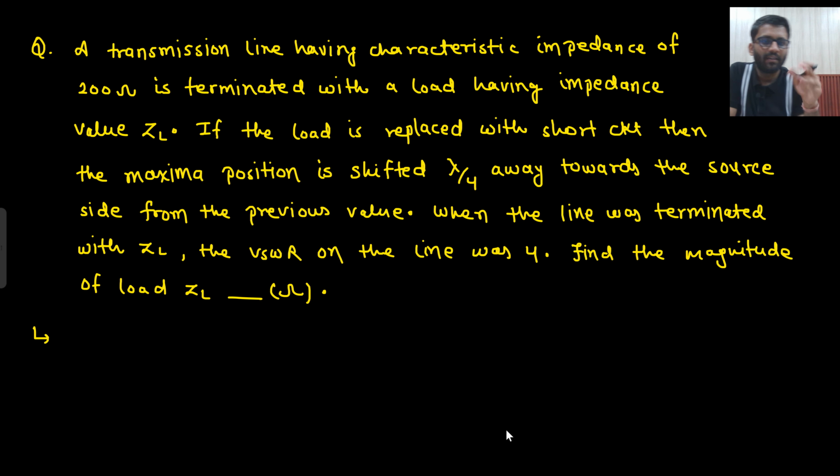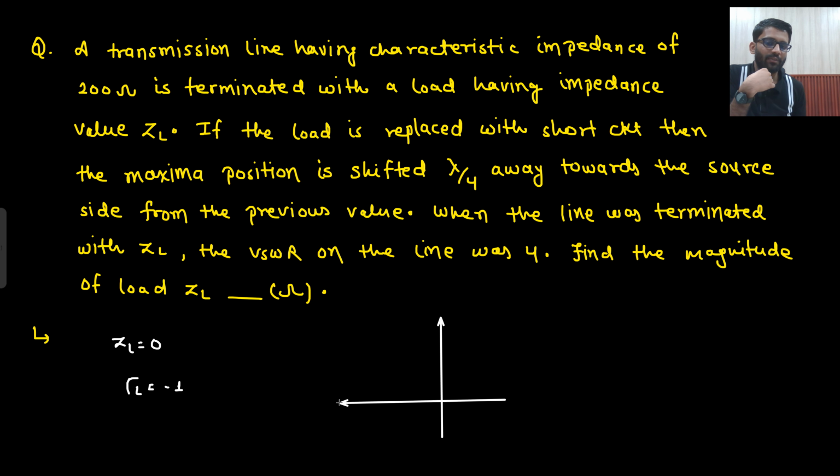So what do I mean by that? If you replace the load with a short circuit, what will be the location of maxima? If ZL is equal to 0, then what is gamma L? Gamma L is minus 1. So where will be your maxima? At y equals 0, you will get minima. And at lambda by 4, you get maxima. This is the scene when ZL is short circuited.